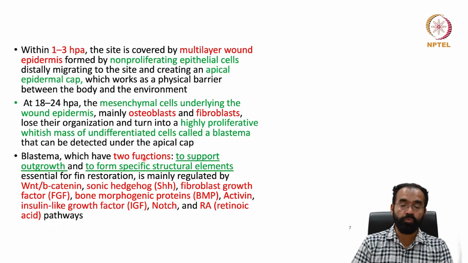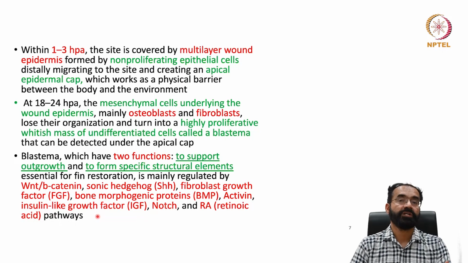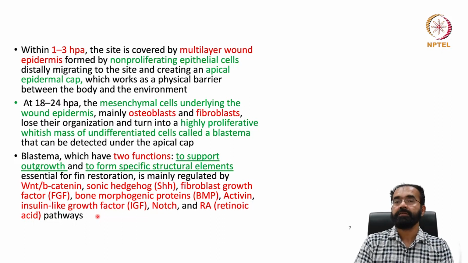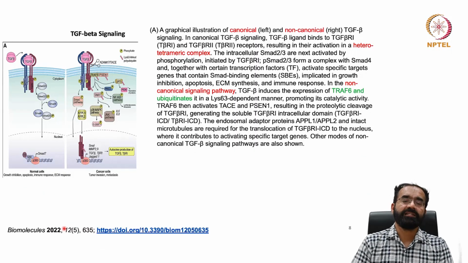Blastema has two main functions. One is to support the outgrowth and to form specific structural elements essential for fin restoration. And it's mainly regulated by beta-catenin signaling, sonic Hedgehog signaling, fibroblast growth factor signaling, bone morphogenetic protein signaling, activin, insulin-like growth factor, and notch and retinoic acid pathways, which contribute to the activation and maintenance of the blastema. So many signaling events undertake the establishment of blastema and the migration at a later stage. If you look closely, the TGF-beta signaling is very interesting.